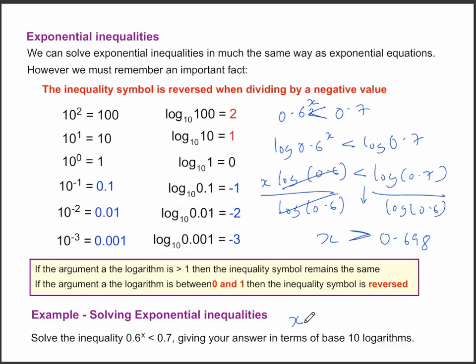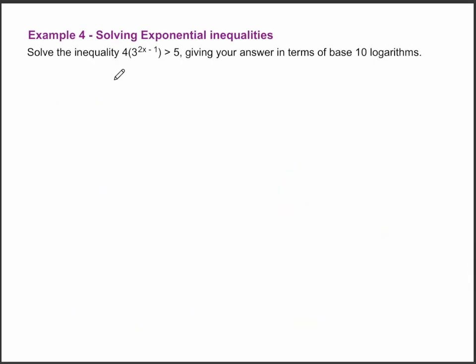Therefore, we're just going to remain with x is greater than log base 10 of 0.7 over log base 10 of 0.6. That's going to be our answer. Next up, we're told to solve this: 4 times 3 power 2x minus 1 greater than 5. And we want to give our answer in terms of base 10 logs only.